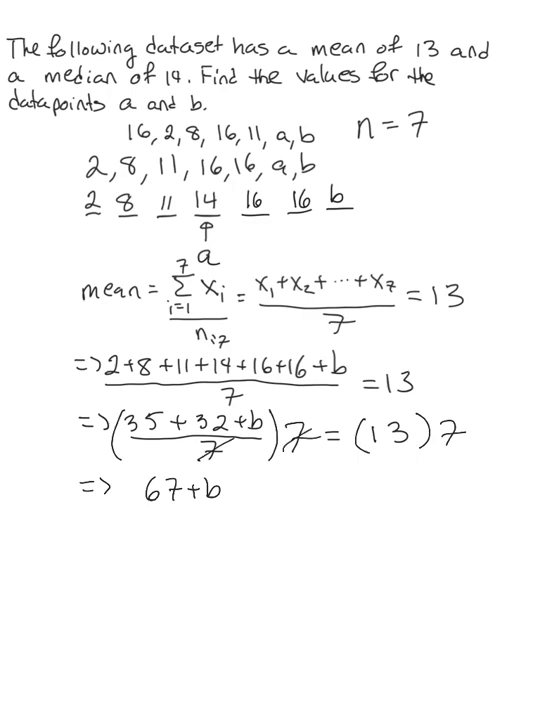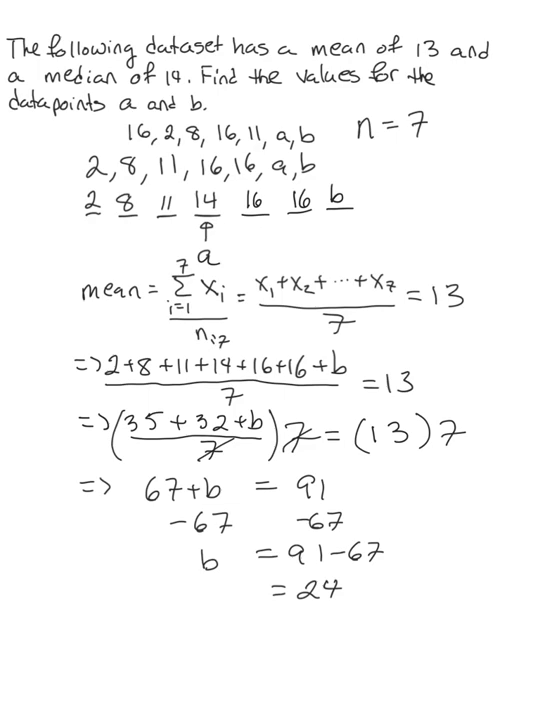The 7s cancel out, and that's going to equal 13 times 7, which is, well, 13 is 10 plus 3, times 7, so it's going to be 70 plus 21, 91. So we get that. Now subtracting 67 from both sides, B is equal to 91 minus 67, and that is equal to 24. Sound right? Yeah, 67 plus 24, yeah, 24. And that is how you do the problem.